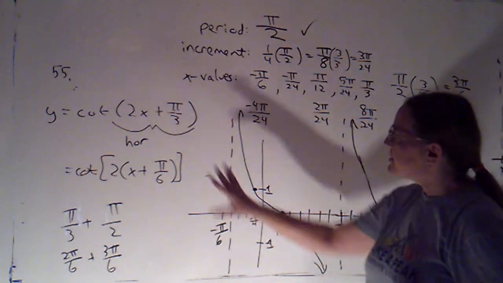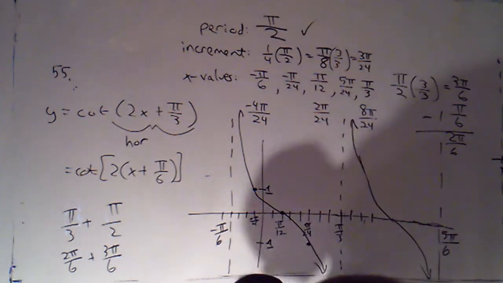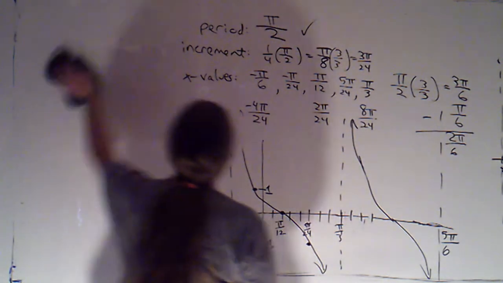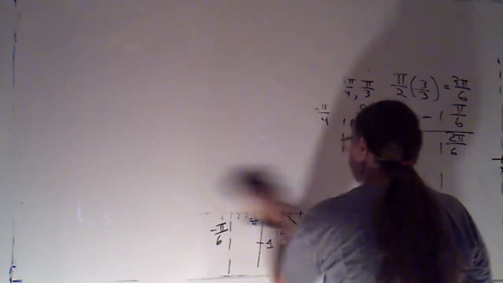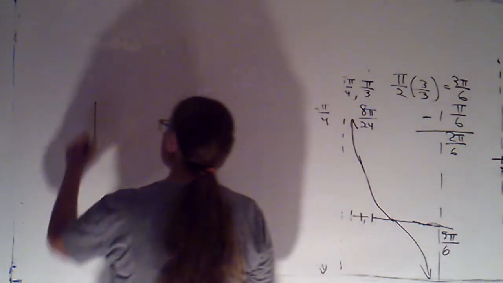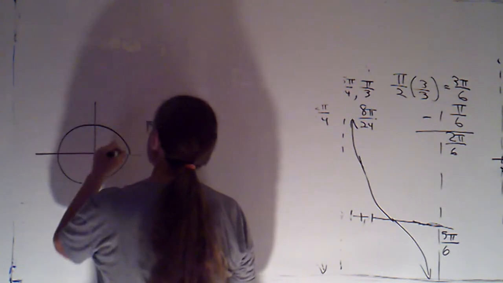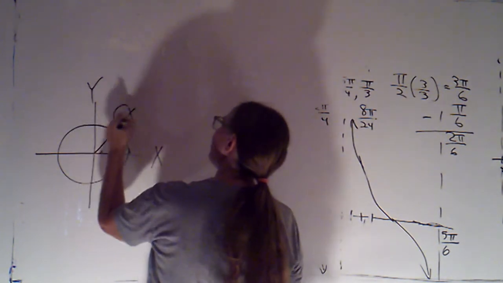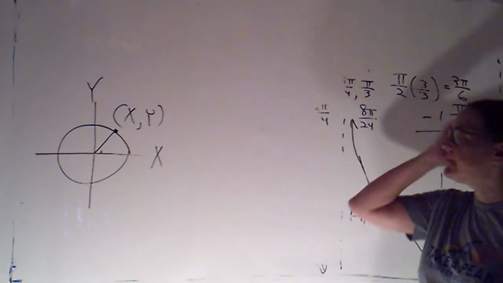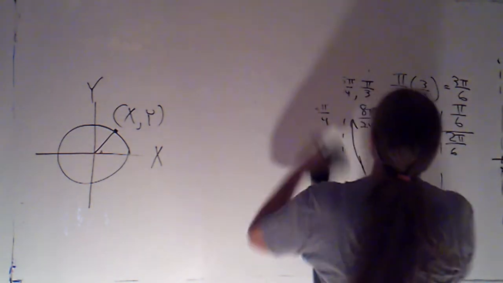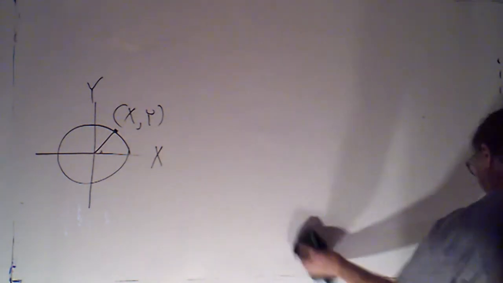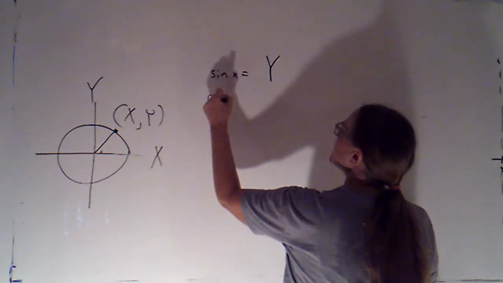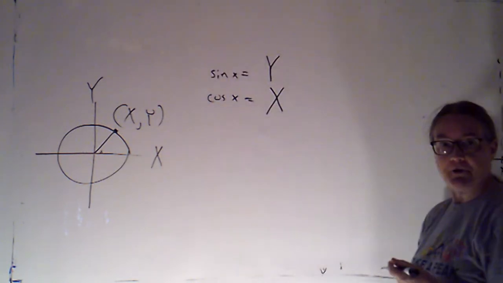I said I wanted to discuss what happens if we have a negative multiple of x. We're going to see more of this in the next chapter when we start looking at identities. But if I look at the unit circle definitions of things, so here's my angle, which I'll call little x, and then it intersects the unit circle at a point capital X, capital Y. Okay. If we look at our definitions of things, sine of x is the capital Y value, and cosine of x is the capital X value.